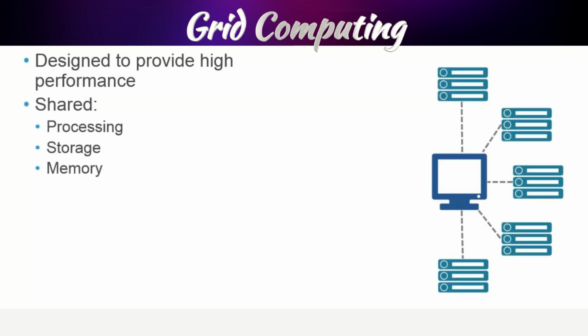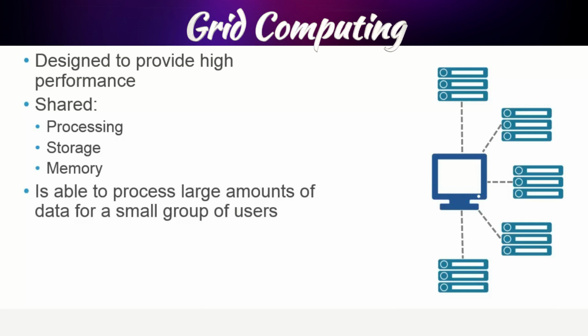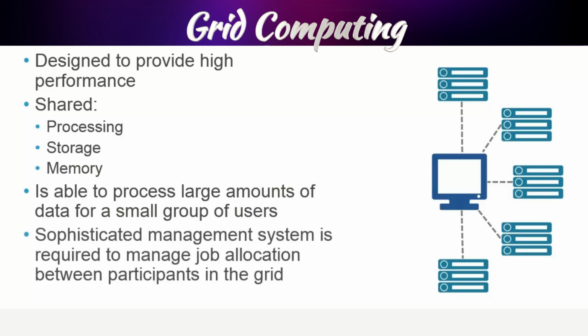This means having many computers essentially linked together where we can collectively share their processing power, their storage capabilities, and their memory. Grid computing allows us to process very large amounts of data, but for a small group of users. A sophisticated management system is required to manage job allocation between participants in the grid, as well as to prioritize jobs that should run first. This is often done through one or more control nodes in a grid computing topology.